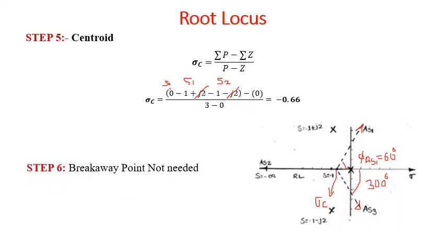Next, as I had mentioned earlier, we don't have another real pole here in between which the breakaway point is going to occur. So hence step 6, the breakaway point, need not be calculated. But the next important step, step 7, is needed, that is angle of departure.